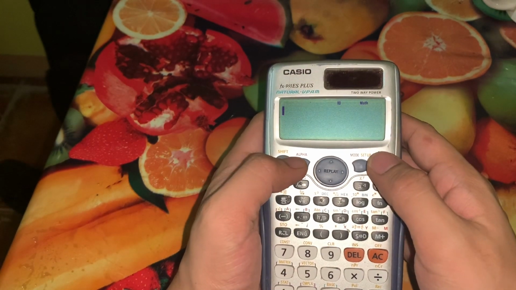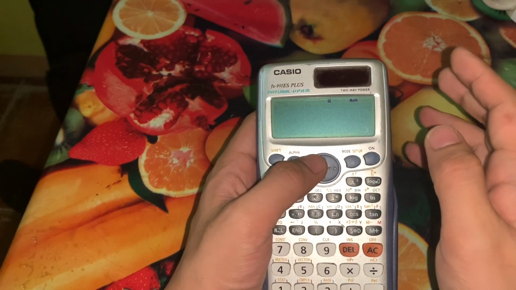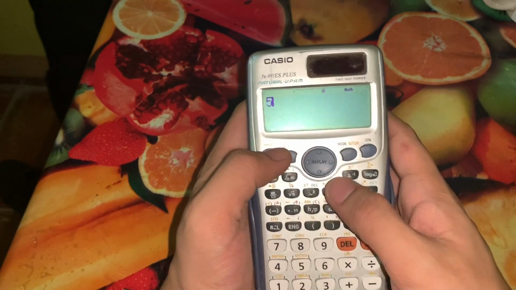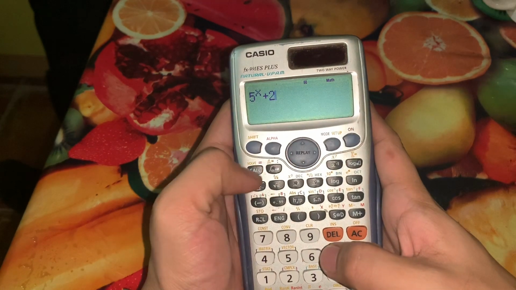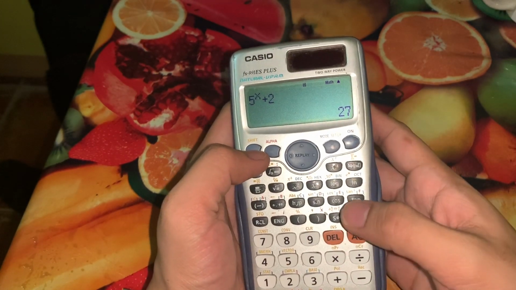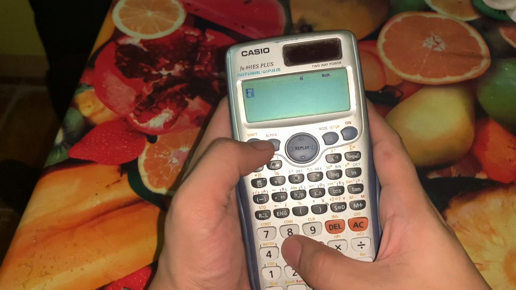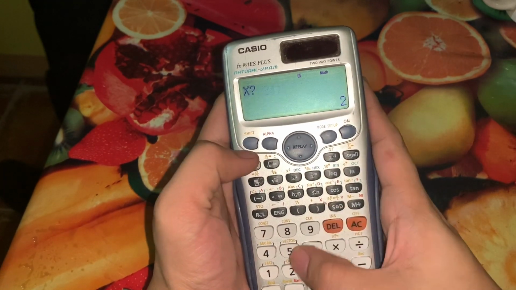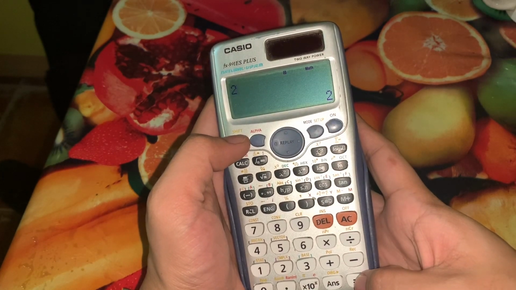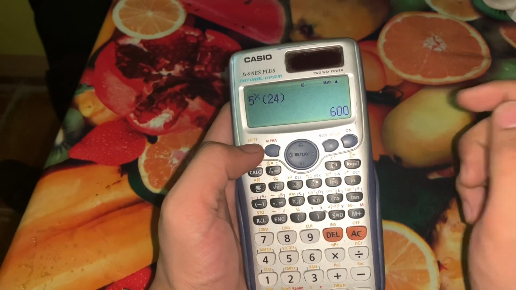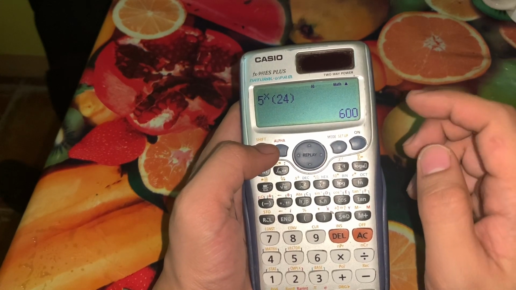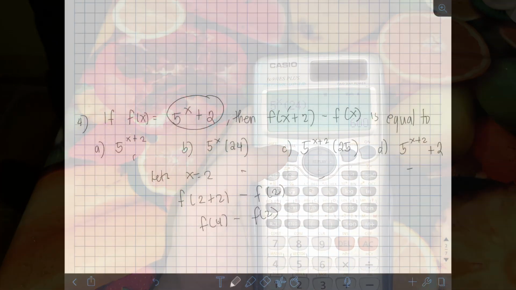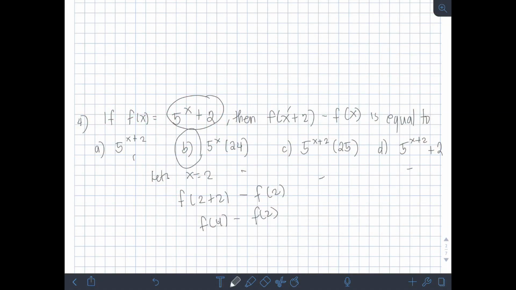So, whatever dun sa choices na mag-equal dun sa 600, kapag sinubstitute nyo yung value ng x na 2, yun yung pagiging sagot natin. So, muna tayo sa A. Diba yung A is 5 raised to alpha x plus 2? Calc natin sa 2, 27. So, hindi. Yung sa B, 5 raised to alpha x times 24. Calc natin sa 2 din. So, pag 600 to, ibig sabihin ito yung answer. Yes, 600. So, therefore, ito yung sagot natin kasi nag-equal siya doon sa 600 doon sa A minus B. Okay? So, therefore, the answer is letter B.